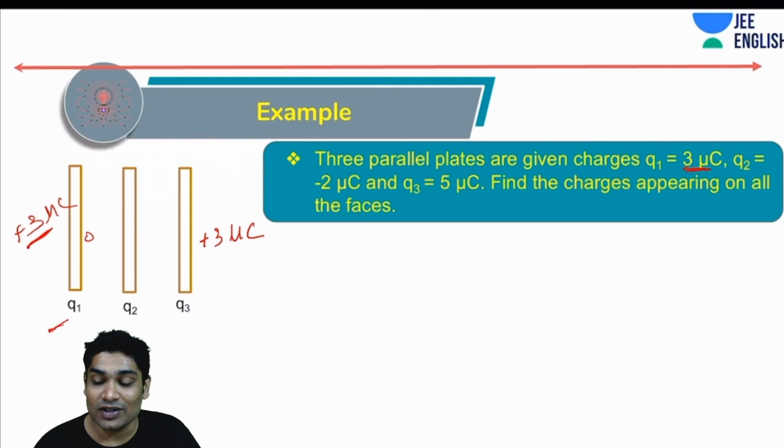This phase gets zero charge. What is the charge that this phase should get? Zero. Why? Because facing sides must have equal and opposite charges.